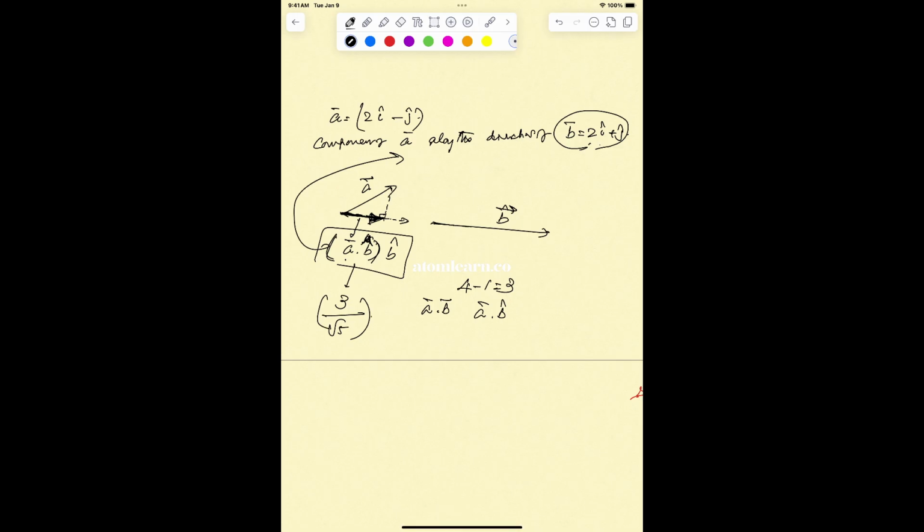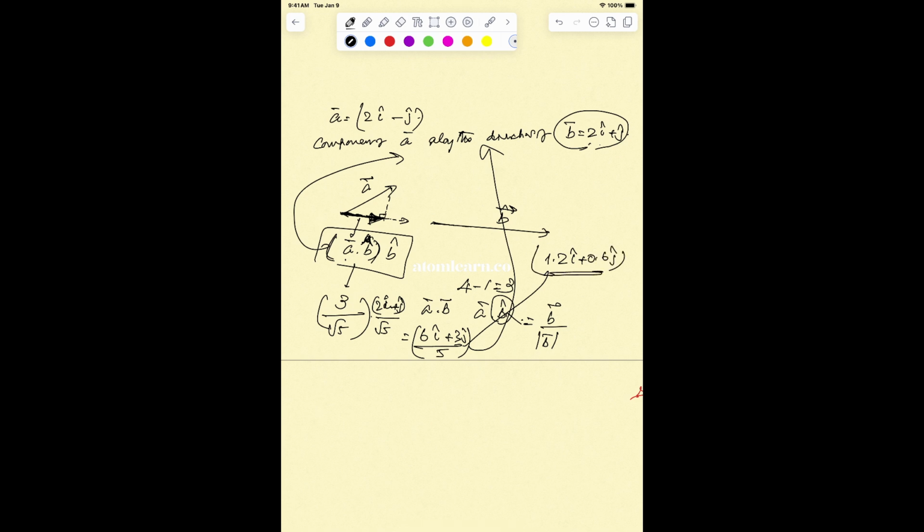What is the b unit vector? The b unit vector is equal to b vector divided by the modulus of b vector, and the modulus is root 5. That means this is going to be the value of 6i plus 3j divided by 5. This is the answer I wanted. This can be written as 1.2 i cap plus 0.6 j cap. Right? Now this is the answer. This is the component of a vector along the direction of b vector.